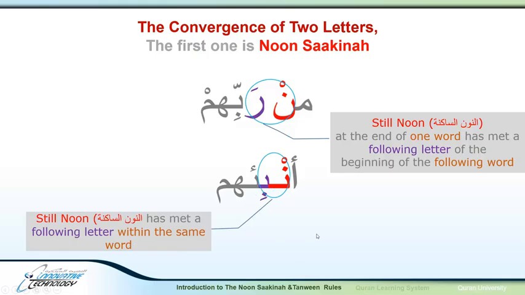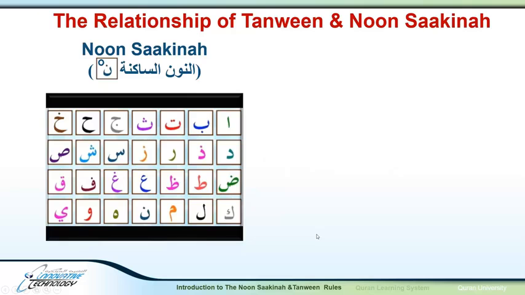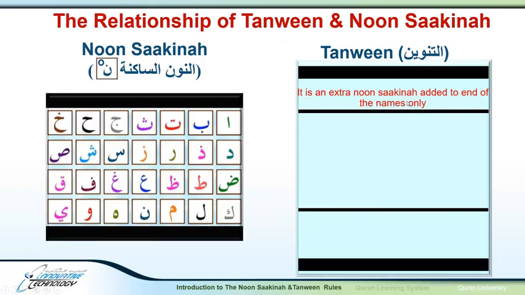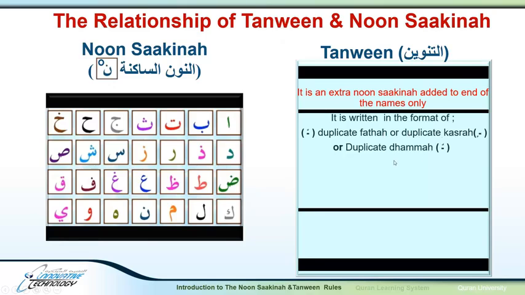Now, what's Tanween and what's the relationship of Tanween and Noon Sakinah? As we said, Noon Sakinah is basically one of the letters of the alphabet with a sukoon, still, with no haraka. Now, the Tanween is an extra Noon Sakinah added to the end of a name, any name. And it's written in the format of a duplicate Fatha, duplicate Kasra, or duplicate Dhamma. So there are 3 types of Tanween: Tanween with Fath, Tanween with Kasr, Tanween with Dhamm. The example is as we see here for the word Kitab. Kitab is a book.